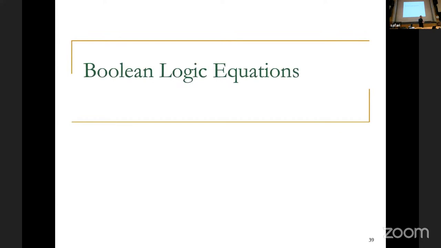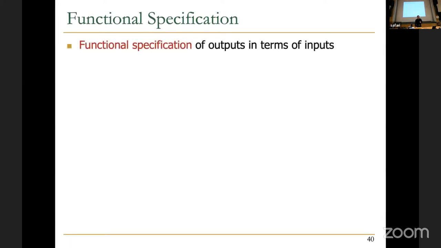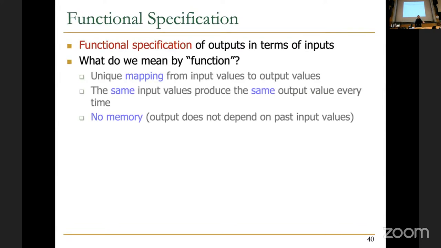Now we'll get to something you probably know, Boolean logic equations. Because we built logic gates, these are things that we can express using logic equations. So functional specification is all about Boolean logic equations. What do you mean by function? Function is really a unique mapping of input values to output values. The same input values are expected to produce the same output value every time. So there is no randomness.